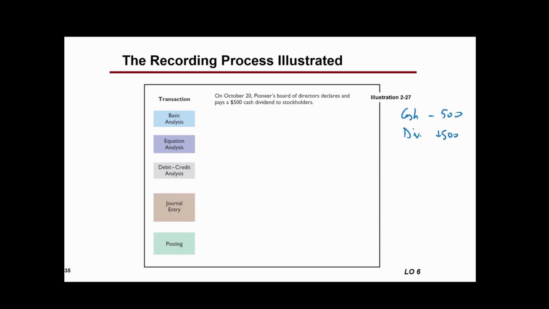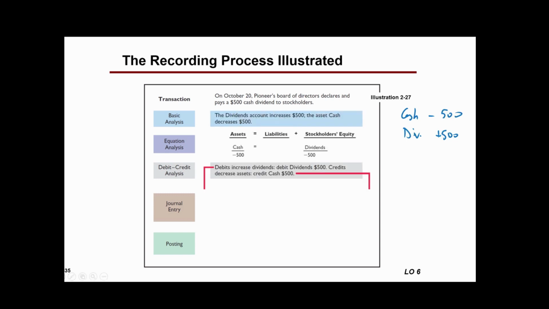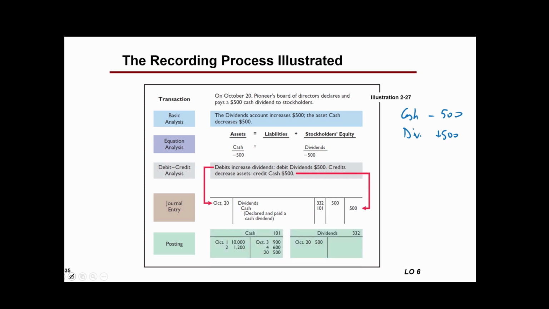And the next step would be to analyze it from a debit credit perspective. In this case, we know that cash will be credited, dividends will be debited. Any questions? So the journal entry will be a debit to dividends and a credit to cash. Once again, we post it to the accounts.